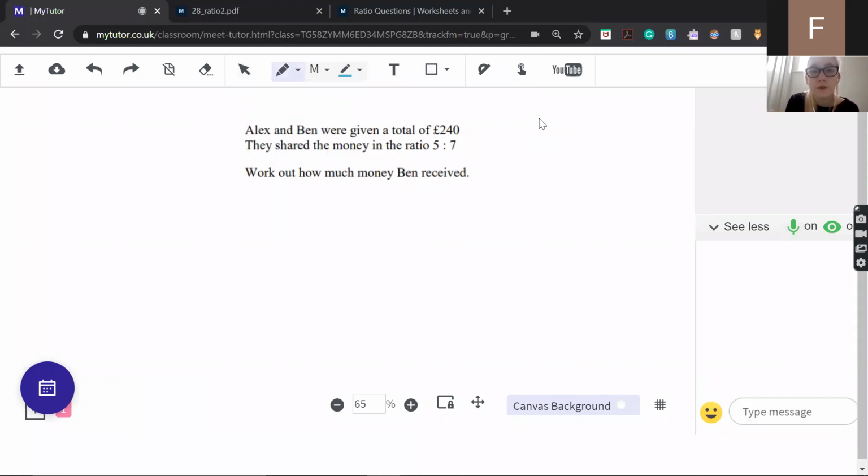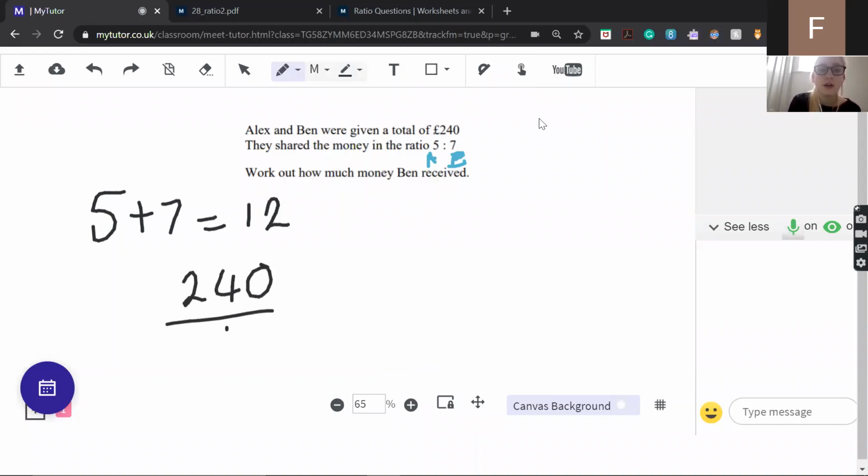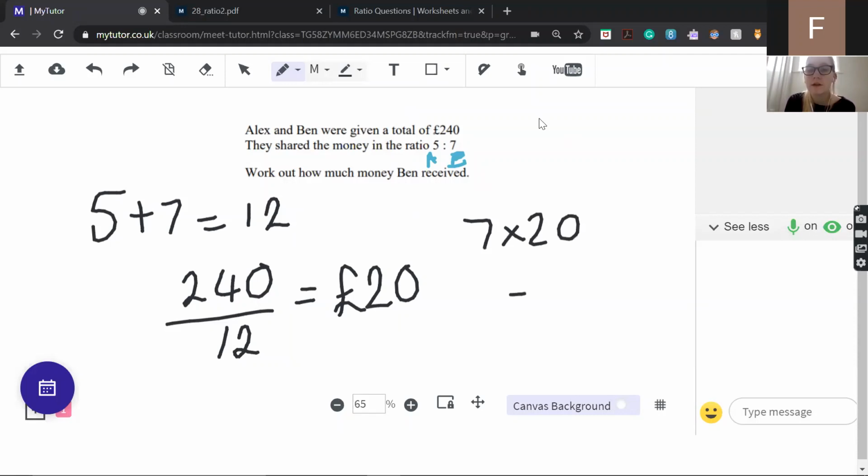So what this means here is that 5 is Alex and 7 is Ben. So we can work this out. 5 plus 7, there are 12 chunks. So how much is each chunk? It's going to be £20. And Ben received 7 of those chunks. So Ben received 7 times 20, 7 of those chunks, £140.